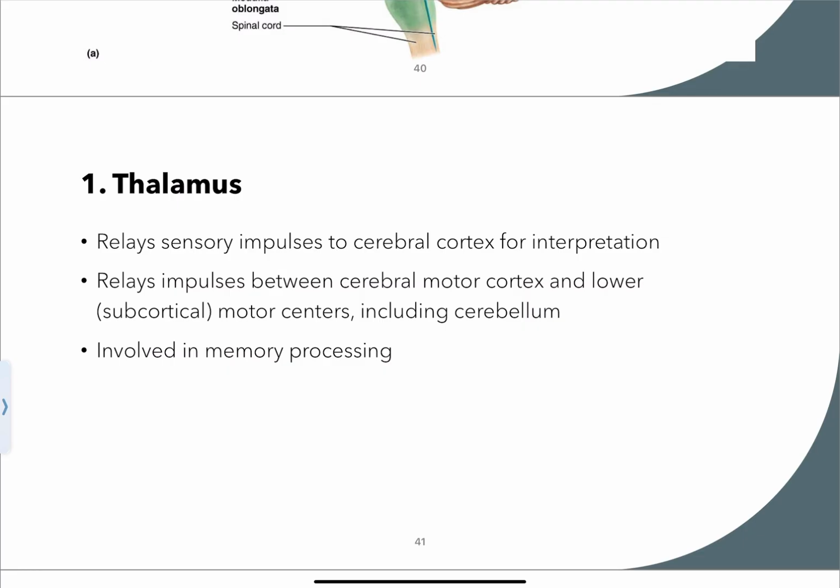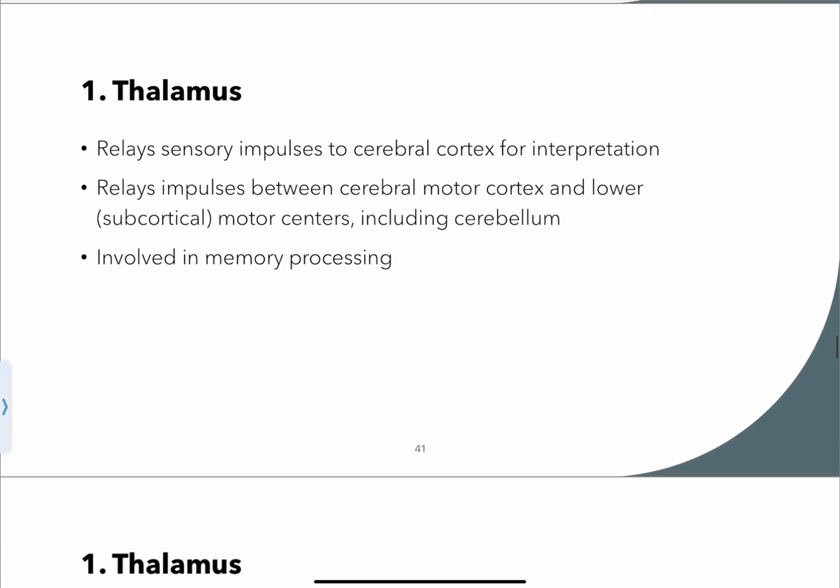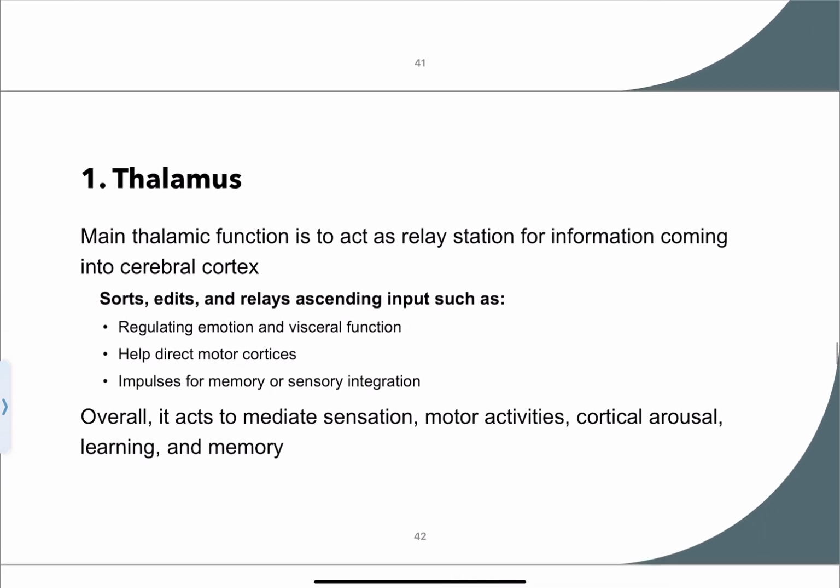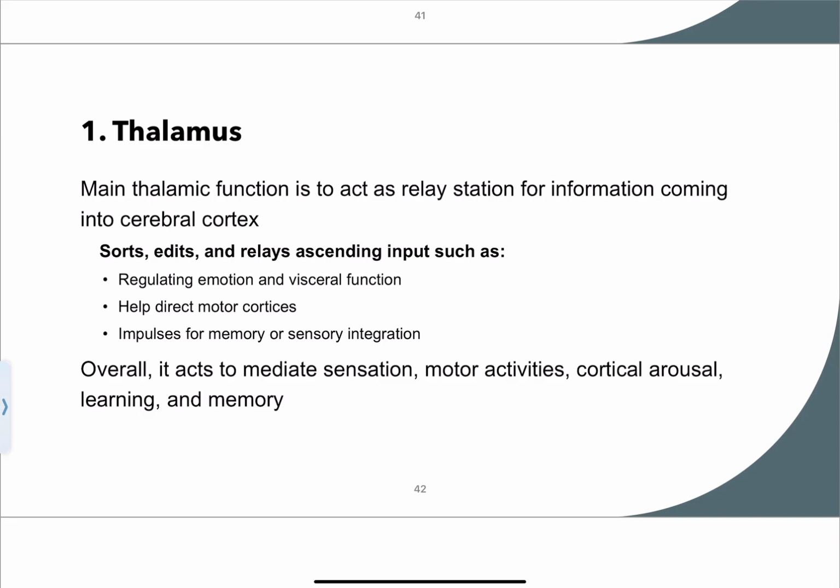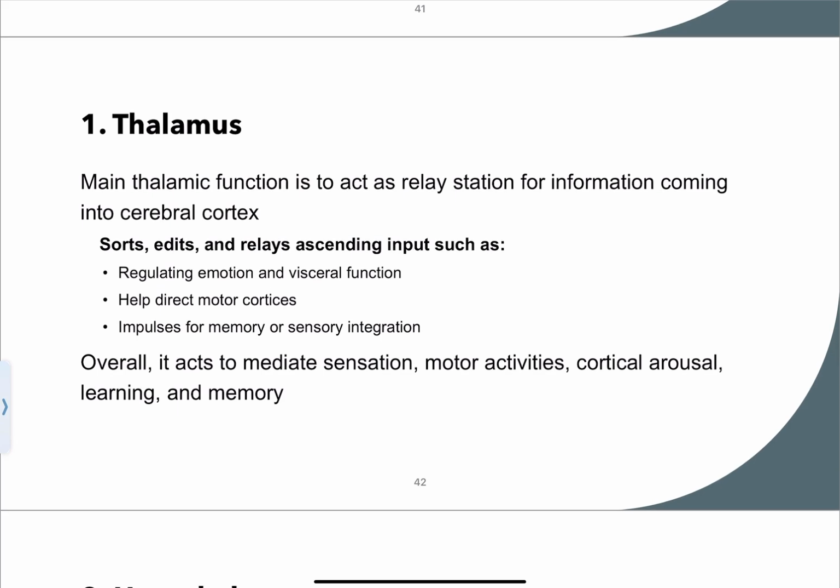The thalamus is going to help relay sensory impulses to the cerebral cortex for interpretation. It also is going to help relay impulses between the cerebral motor cortex and other centers and areas within the brain. And it's also going to be involved a little bit in memory processing. So what you should understand is what I have in bold right here. The thalamus kind of acts like a relay station.